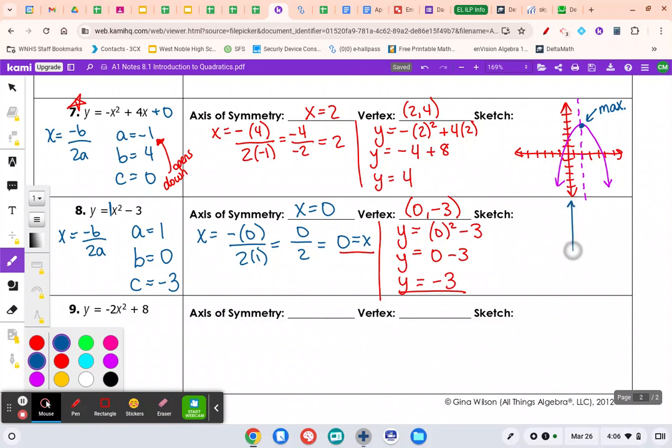So we'll go ahead and graph this. We go over 0, down 3. That is going to be our either a maximum or minimum point. We don't know yet. Because our graph has a positive a value, this will open up like a smiley face. It's positive, so opens up. So we're going to go like this, making this vertex point a minimum.